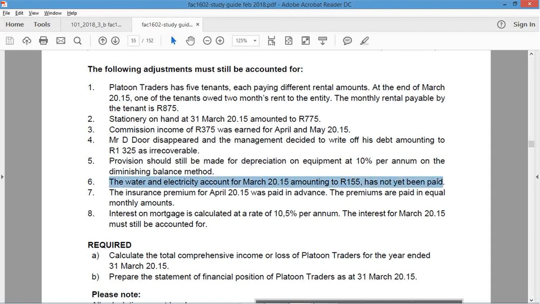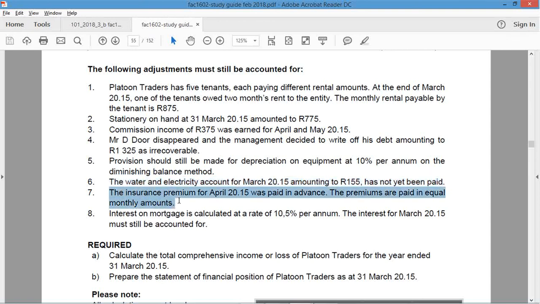What's happening here? The water electricity amount for March 2015 amounting to 155 has not yet been paid. So you increase water and electricity as an expense, and then won't it be an accrued expense? Credited. Yes. There you go. Okay, so water and electricity account received, not yet paid. If it's not yet paid, it's owing. Yes, and if it's owing, it's a liability. Liability rule says increase. Credit the liability. Then 7.